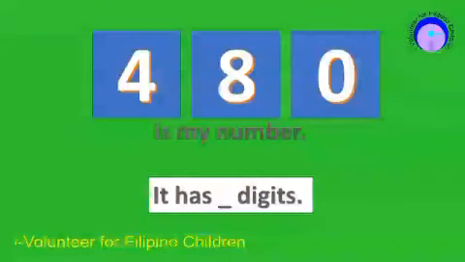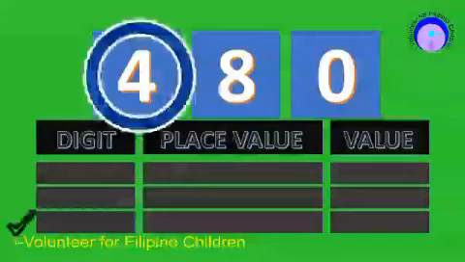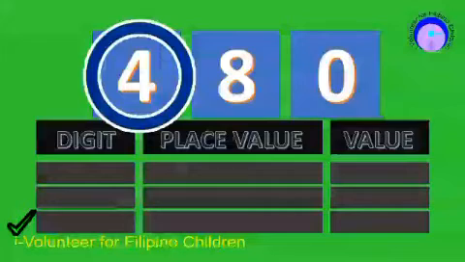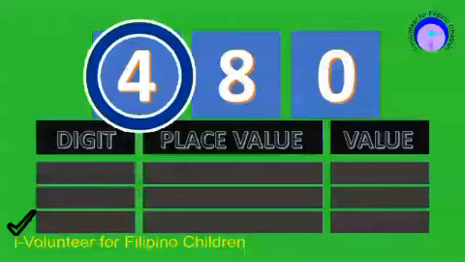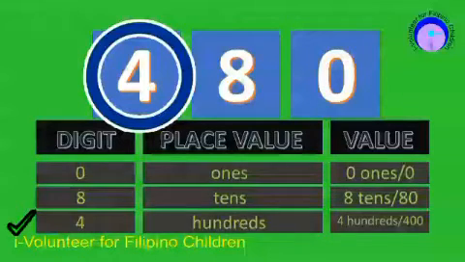What is your number? How many digits does your number have? 480 is my number and it has 3 digits. What digit do you have? What place value does it belong to? What is the value of your digit? Digit 4 is in the hundreds place and its value is 4 hundredths or 400.